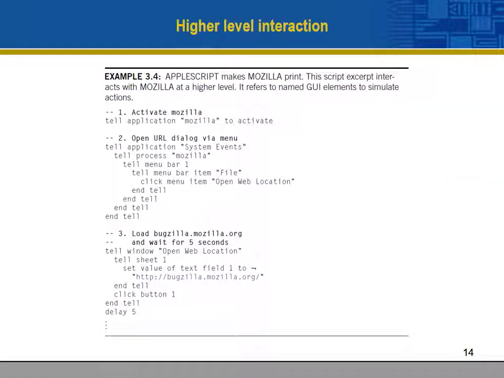When we move to higher level interaction, we have an example of AppleScript, which makes the same action of Mozilla Print. AppleScript on Mac OS is an example of one of our higher level scripts. It interacts with Mozilla and demonstrates how scripts can be specialized to a specific GUI.